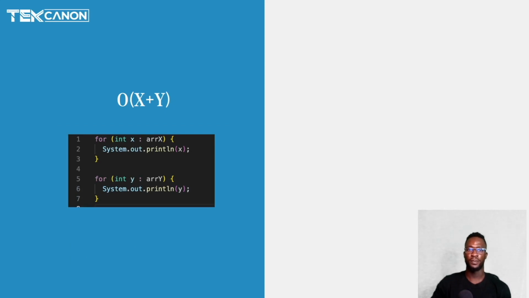Now another example here is where we have 2 for loops, one that goes through array X and a second one that prints out every element in array Y. Notice that in this case these are two different arrays. So it would be wrong to simply say it is O of n, even though it is going through just the number of elements. Since array X and array Y could have different numbers of elements, the most accurate way to express this algorithm is O of X plus Y.